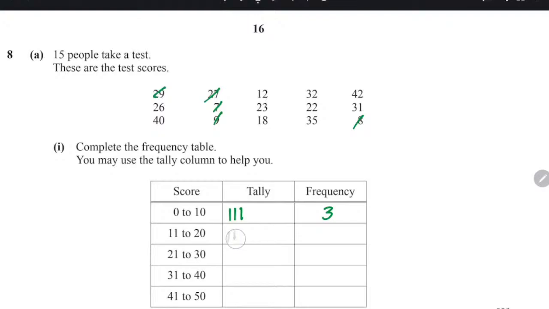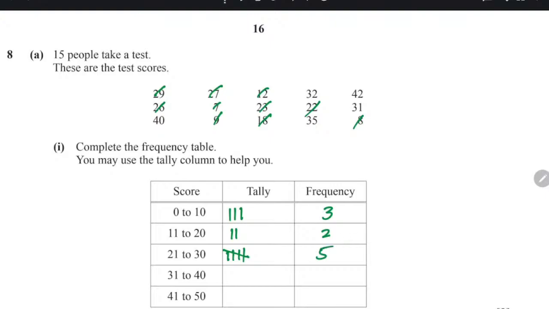Oh, sorry, we are doing 11 to 20. Let's do 11 to 20 first. This one is 11 to 20. This one is 11 to 20. So it's 2 of them. Then we go again for 21 to 30. This is between 21 and 30. This is between 21 and 30. This is, no, it's not. So you do it like this. Then there are only 5, so it'll be 5.